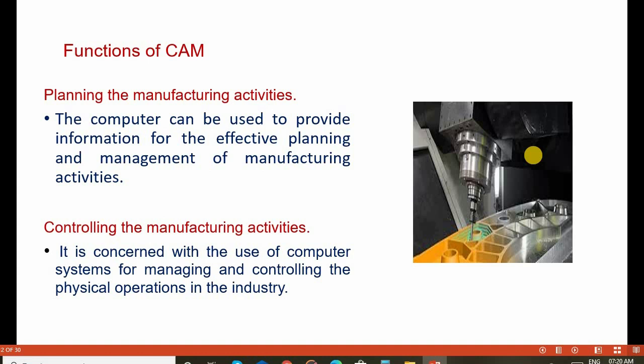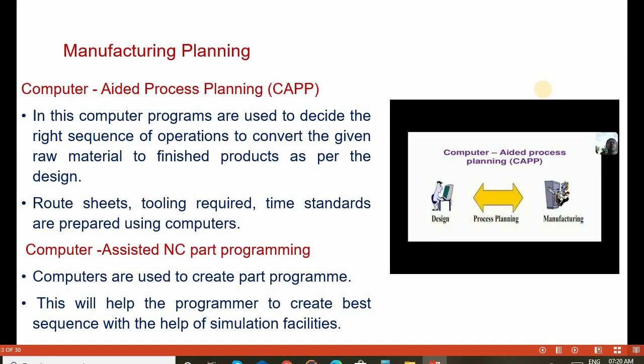Controlling the manufacturing activities. It also controls the various manufacturing activities in the industry. It is concerned with the use of computer systems for managing and controlling the physical operations in the industry. So the various manufacturing operations are controlled and managed by computer aided manufacturing systems.